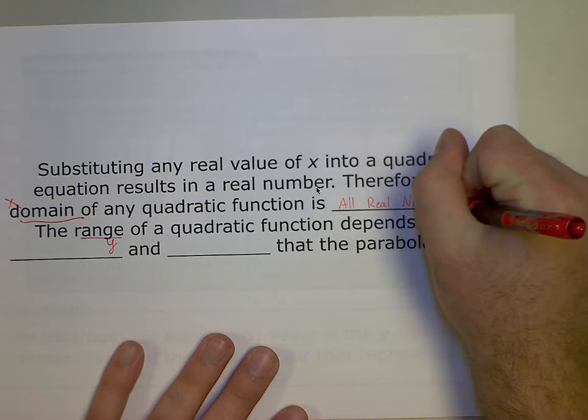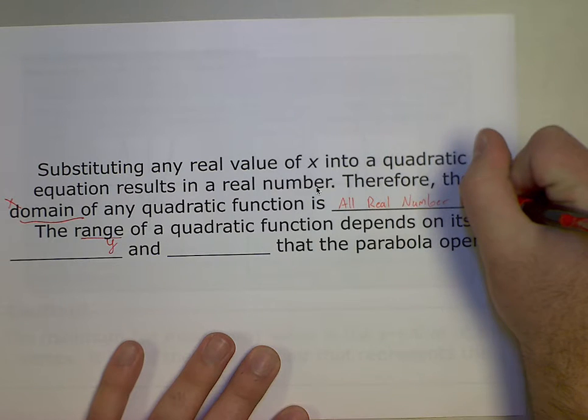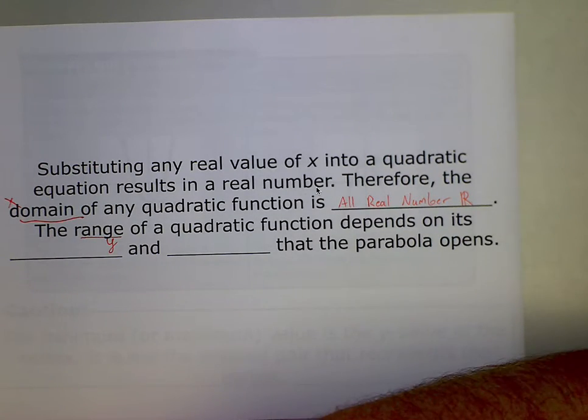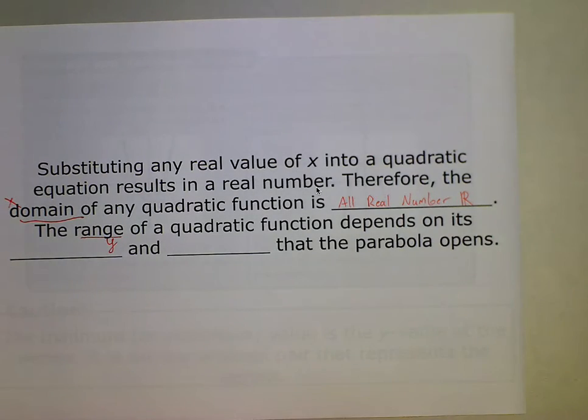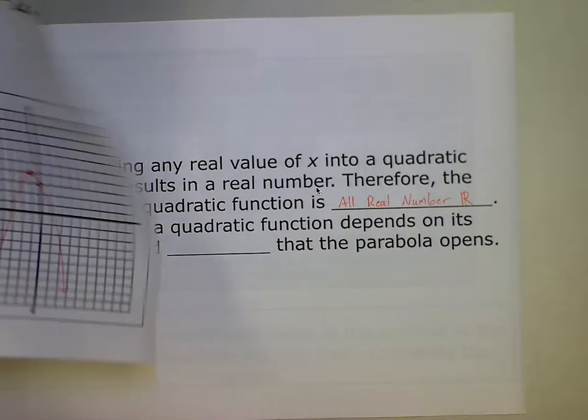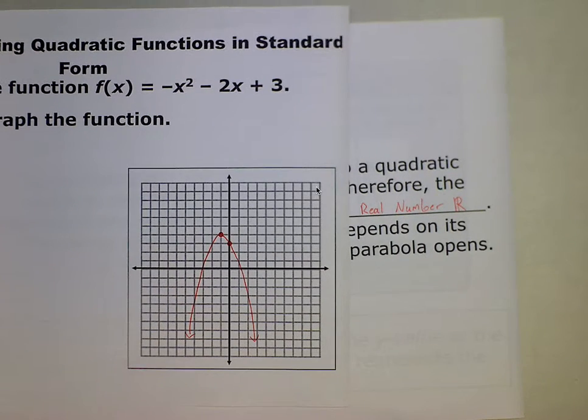Okay, all real numbers. If you remember the notation for that, we have that special R looking thing. That is all real numbers. Now the range, if I look back at my quadratic, and I'm going to pull this one back in, our range is all of our y values.